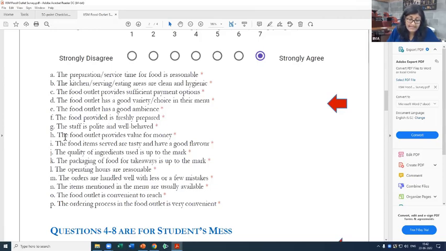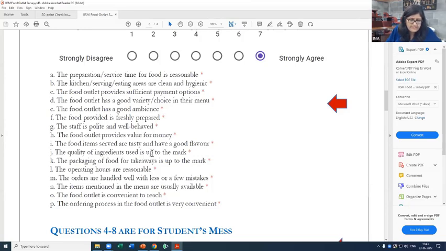Value is a very ambiguous word depending on who is filling it out. "The food outlet provides value for money." Now, as a faculty, my spending power is much more than what a student could be spending. So for me, value for money means a completely different thing than what it would for a student. Two people from the same institute filling out the same survey, but now we are thinking of different things in terms of value for money. So don't make it ambiguous for your participants. Just tell them what it is that you want to know.